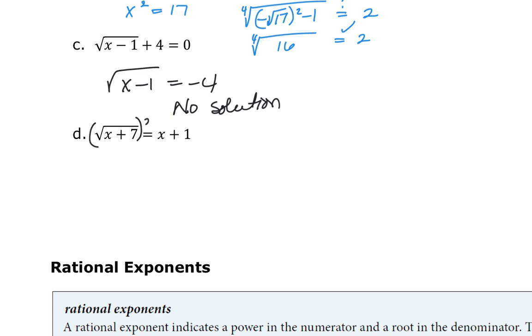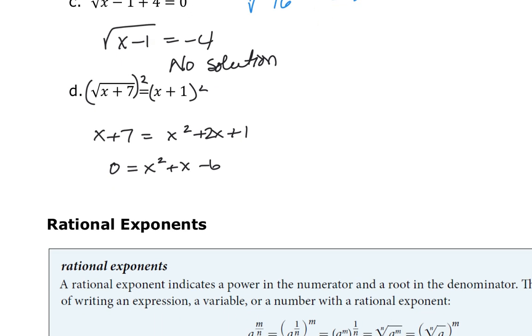On part D here, I'm going to go ahead and square both sides. So I'm going to square this side. I'm going to square this side. On the left-hand side, I get x plus 7. On the right-hand side, I'm going to get x squared plus 2x plus 1. I need to subtract x from both sides and 7 from both sides. So I'm going to get 0 is equal to x squared plus x minus 6. So I'm going to end up with 0 is equal to x minus 2, x plus 3. So my two solutions are x is equal to 2 and negative 3.